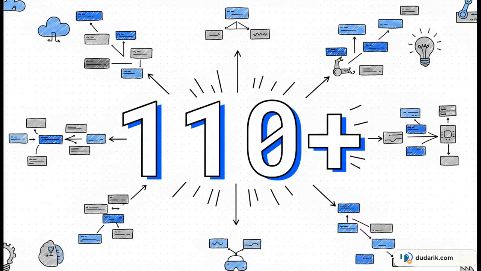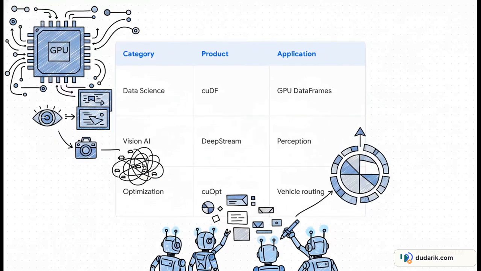That is huge. Just to ground this narrative in some specific examples, look at the breadth of the workflows supported here. For data science, there are skills for QDF, teaching the agent GPU data frames, and Pandas acceleration. For vision AI, there's DeepStream for perception pipelines. For optimization, you've got QOpt for complex vehicle routing and linear programming. The team that actually ships the library is the exact same team writing the instruction set for your AI.